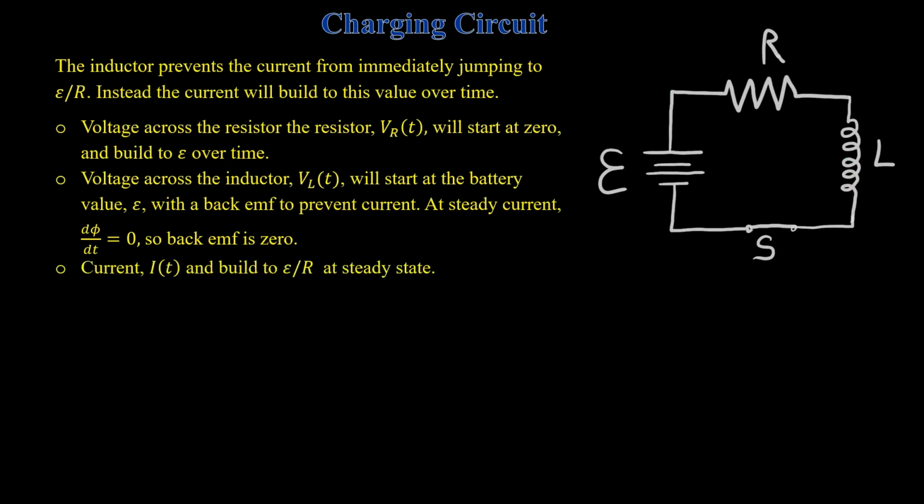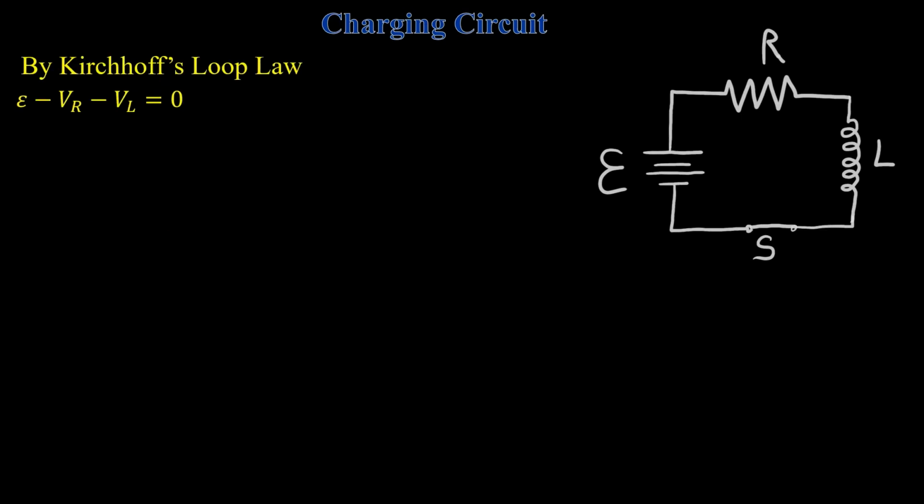And then the current, I of t, as stated before, is going to build over time to be battery voltage over R. We're going to get an equation for I of t using Kirchhoff's loop law. So here's Kirchhoff's loop law, or Kirchhoff's voltage law, applied to this circuit. The battery is going to supply voltage. Then you're going to have voltage being dropped in two different forms: heat in the resistor, so that's voltage dissipated in the resistor, and then back EMF in the inductor. And that's going to happen over time.